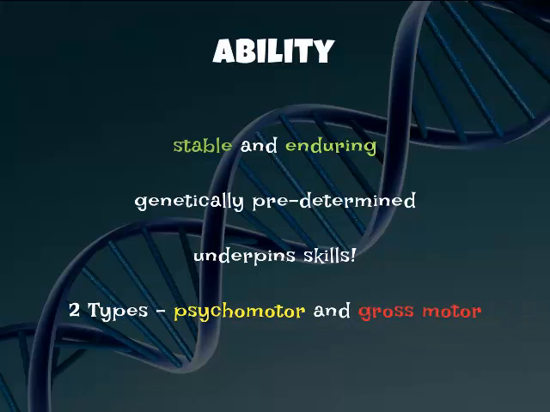Now for the exams, there's two things here. You need to be able to define ability. So it's stable and enduring, genetically predetermined, underpins skills. There are 3 points to ability there. You also need to explain what are psychomotor abilities and gross motor abilities, and there are two different types of abilities which we're going to explain through now, and you need to give relevant sporting examples.